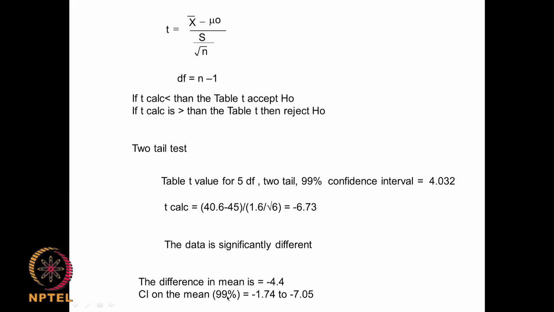So, confidence interval on the mean. Obviously t into s divided by square root of n. t is 5 degrees of freedom. So we get this, and then s over square root of n. So we get a confidence interval on the mean as this. The difference in the mean is this, and the confidence interval on the mean is this.